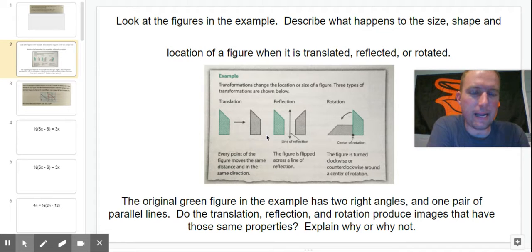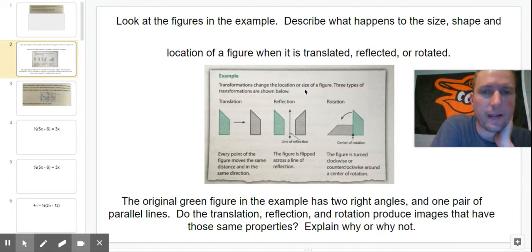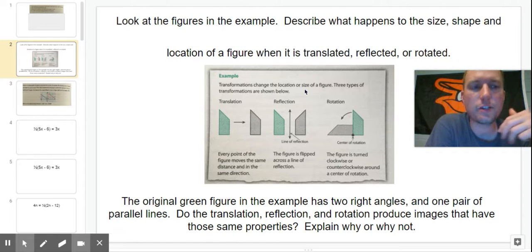So today we are back at it. We are continuing to talk about translation, reflection, and rotation. These are transformations when you have a shape that is moving from one place to another. There are just different ways that we can talk about and describe these movements of these figures.